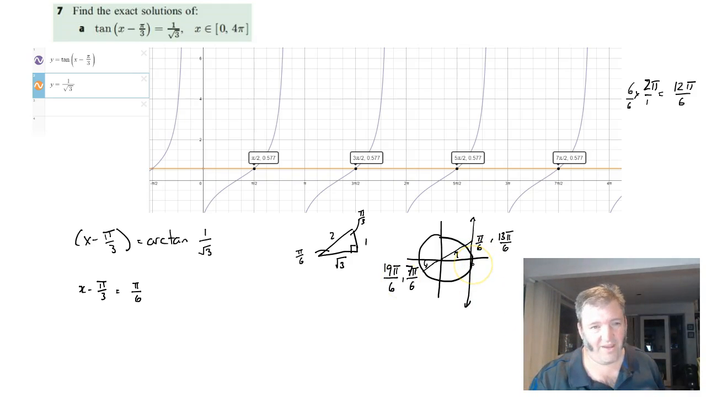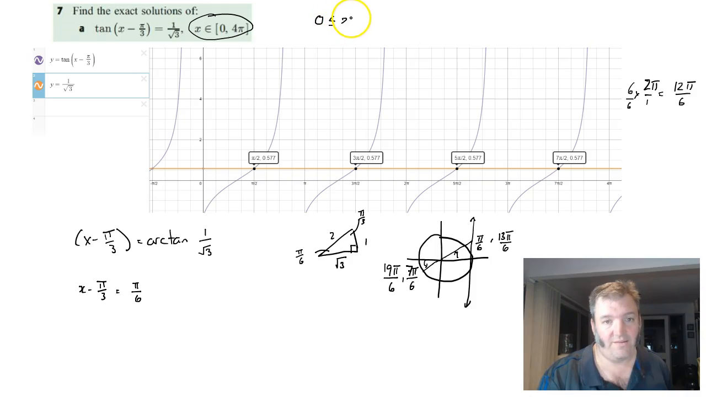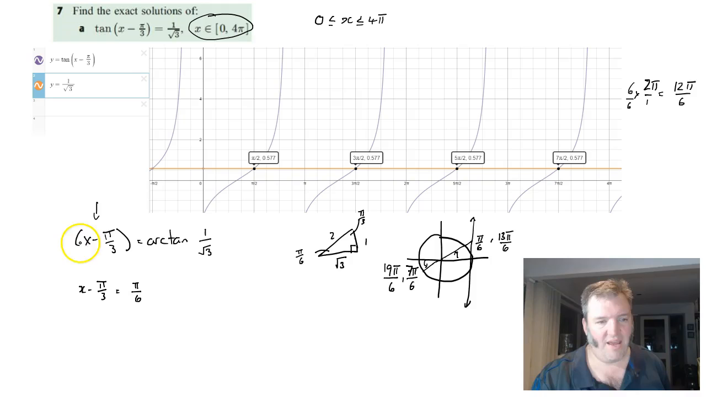Now, is that all the answers I need or not? You've got to be really careful with these. One thing I suggest you do, this little bit up here, x is between 0 and 4 pi. This is what they're really saying: 0 less than or equal to x less than or equal to 4 pi. But when I do arctan, that is not just x. That's x minus pi over 3. So what I have to do is adjust the limits of that domain that I've been given.